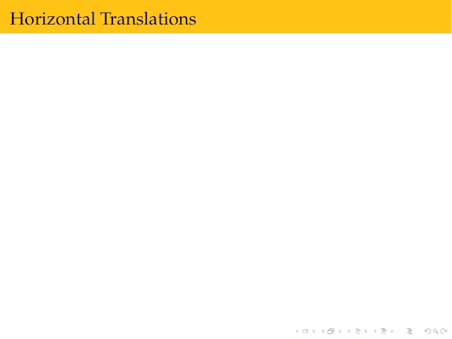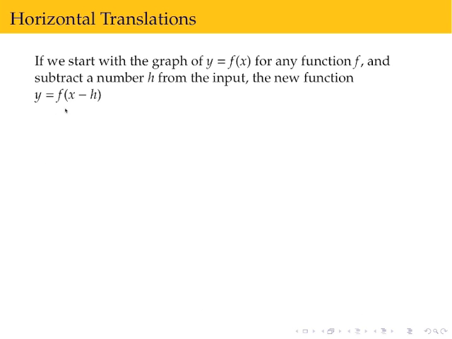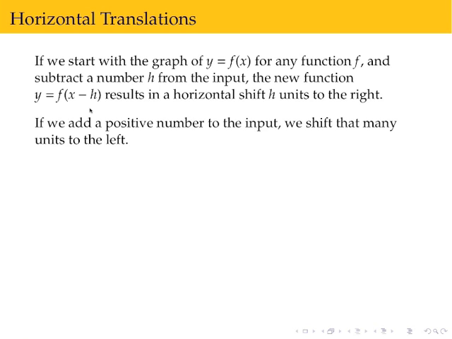So the first kind of transformation that we want to talk about is horizontal translations. If we start with a graph of y equals f of x for any function f, and subtract a number h from the input, that means our new function is going to be f of x minus h. That's what we mean by subtracting it from the input. That results in a horizontal shift h units to the right. If we add a positive number to the input, then we're going to shift that many units to the left.